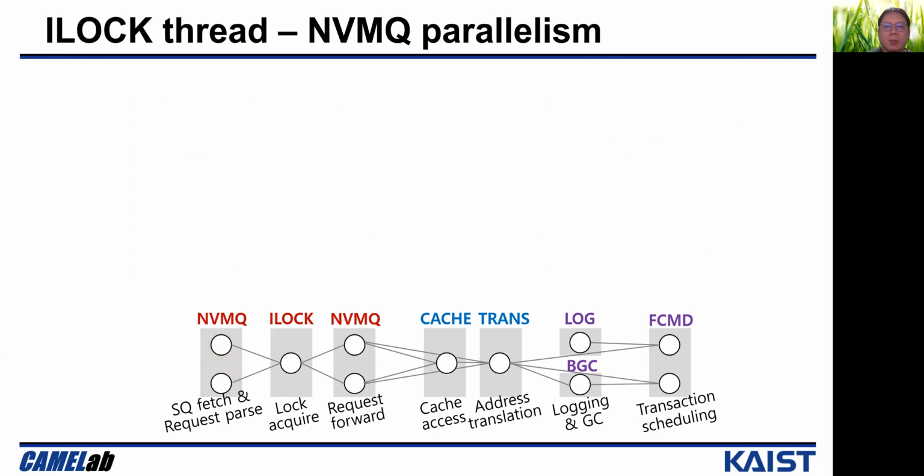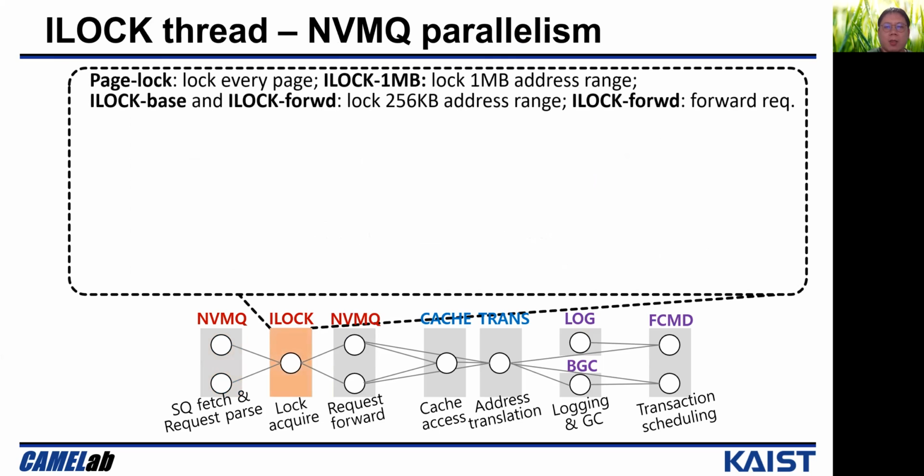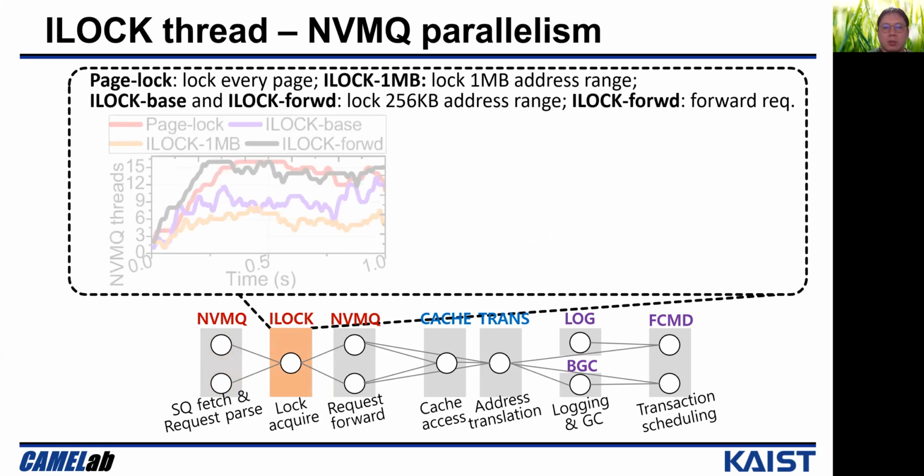Next, we evaluate the performance of iLock. We set up 4 different iLock configurations. Page lock locks every page. iLock 1 megabyte locks every 1 megabyte of data. iLock base and iLock forward lock every 256 kilobytes of data. iLock forward enables the forward optimization.